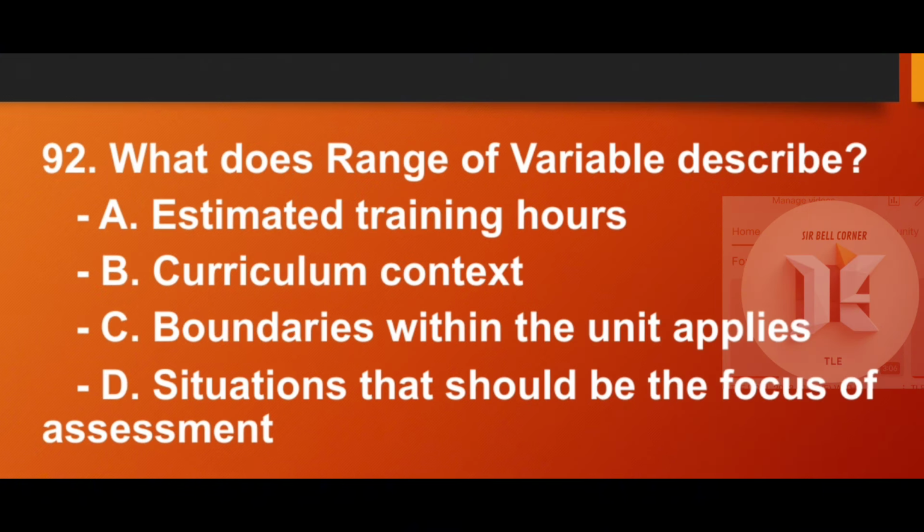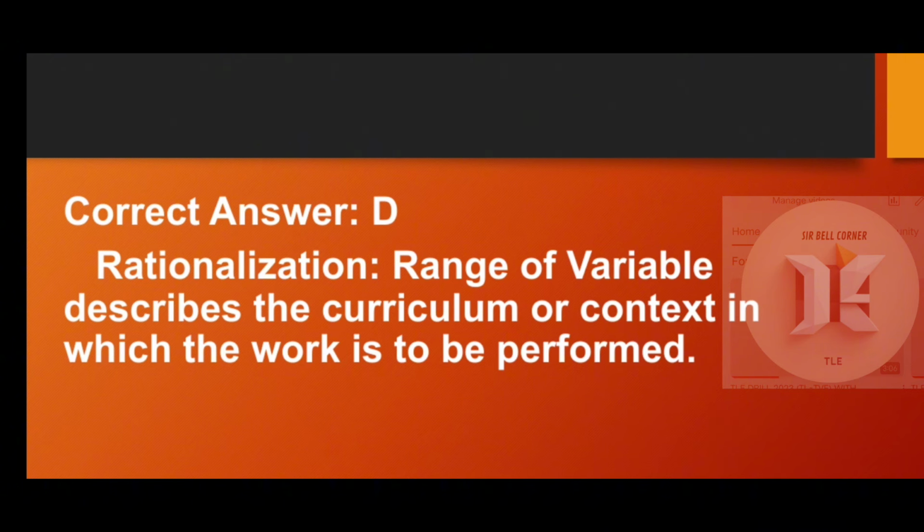92. What does range of variable describe? A. Estimated training hours. B. Curriculum context. C. Boundaries within the unit applies. D. Situations that should be the focus of assessment. Correct answer. D. Rationalization. Range of variable describes the curriculum or context in which the work is to be performed.